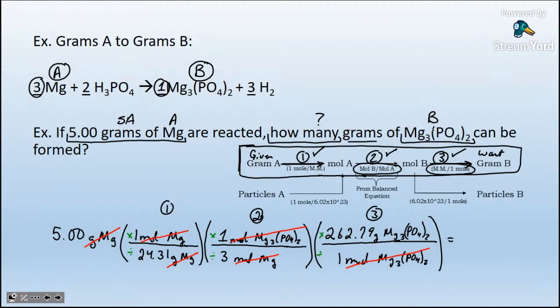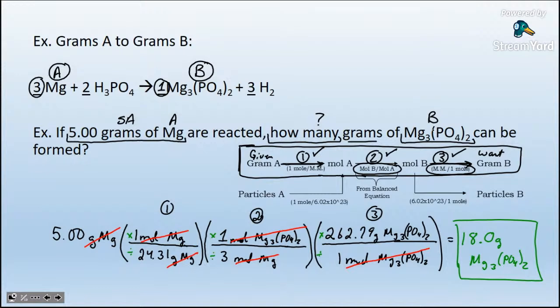So in my calculator, I would type in 5.00 times 1 divided by 24.31 times 1 divided by 3 times 262.79 divided by 1, and then hit enter. And what I find is I would produce 18.0 grams of Mg3(PO4)2. That's my final answer to the correct number of significant digits.